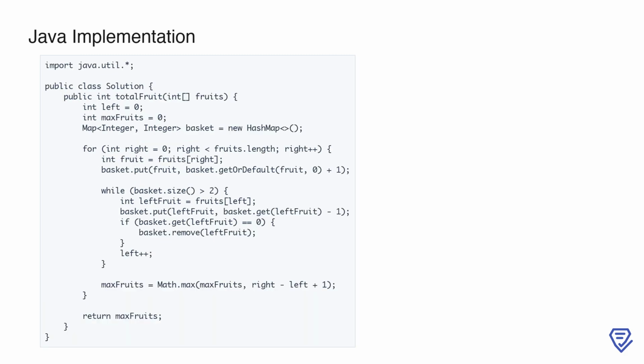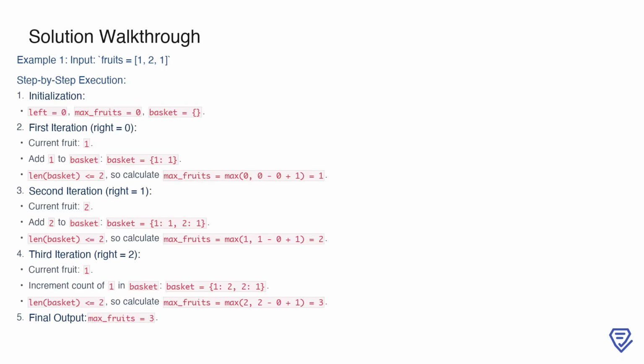This is the Java implementation of the fruit into baskets problem, which mirrors the logic of the provided Python solution. The code uses a sliding window approach with a hash map to track the count of fruits in the current window. Key differences include Java's explicit type declarations, the use of HashMap for the basket, and the syntax for handling default values. The logic ensures that at most 2 types of fruits are kept in the basket, and the maximum window length is calculated. To solve the problem, we use a sliding window approach.